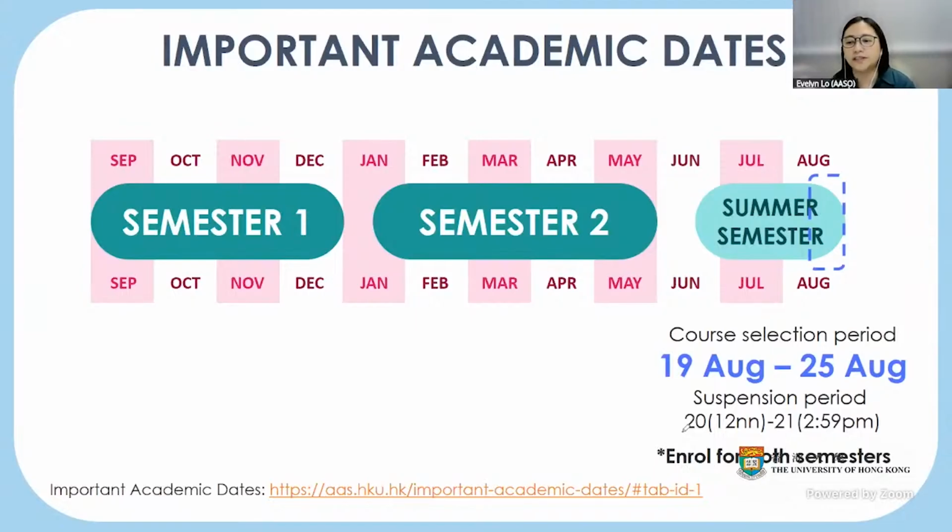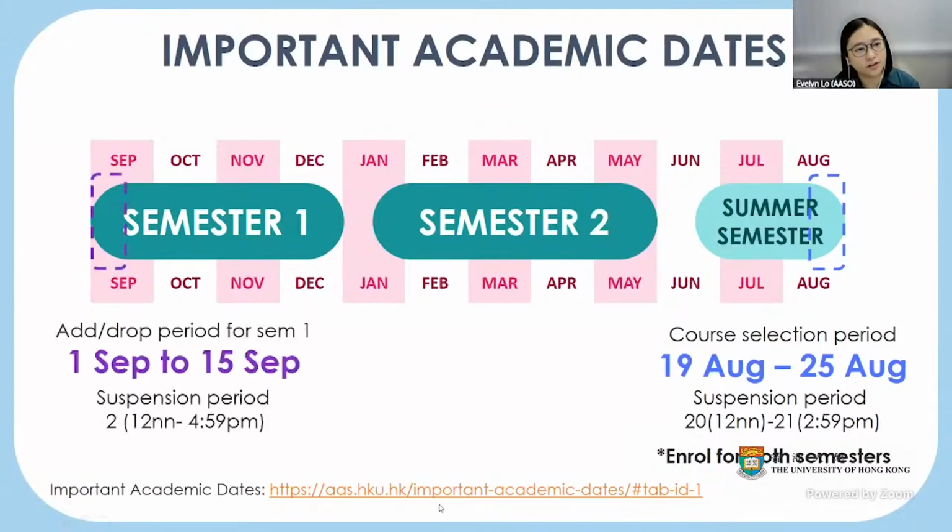And for this enrollment period, you will enroll for both semester 1 and semester 2. You will have a chance to change your enrollment during the add/drop period. So after the start of the semester, from the 1st to the 15th, again, there will be a suspension period on the 2nd, and you will be able to change your course enrollment after attending some lessons.